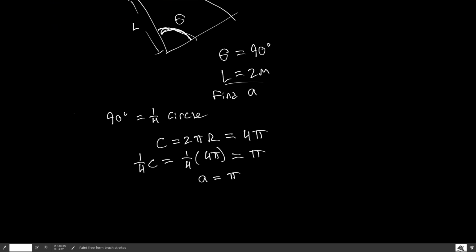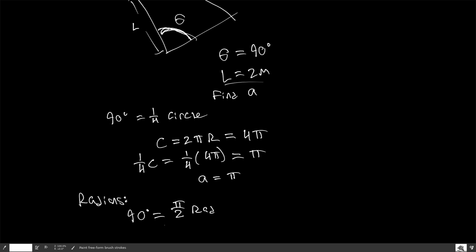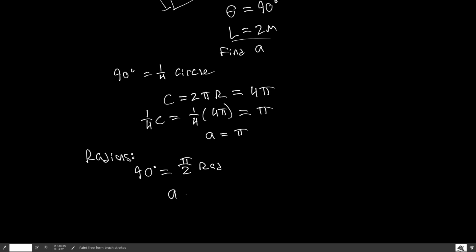Using radians, we know that 90 degrees equals pi by 2 radians. We know that from the definition of radians, we can multiply the angle by the radius to get the arc length. So we can say that arc length A equals, in this case, L theta. We know what theta is, we know what L is. The arc length is equal to 2 times pi by 2 equals pi.